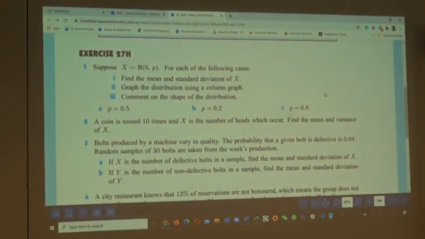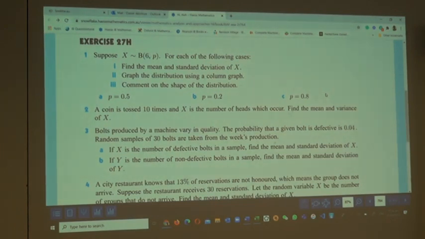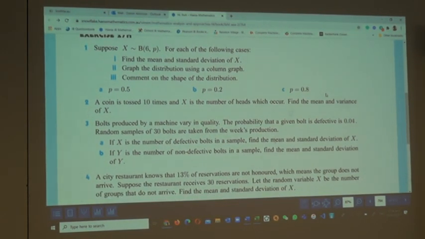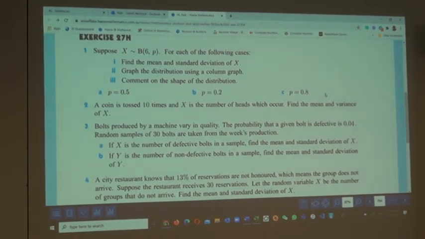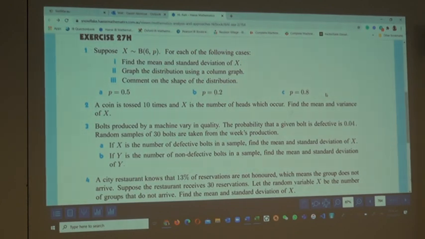So can I ask you to just try question 1? Let's look at question 1. No need to draw the column graph. Since there are 6 trials, x will be like 0 to 6, basically, right? So that means you have to draw 7 columns. I don't want you to waste time on that. Just compute the mean and standard deviation, okay? No need to draw the graph.